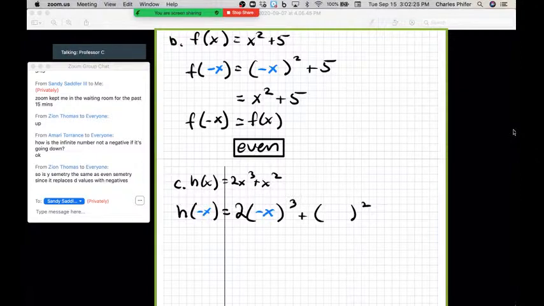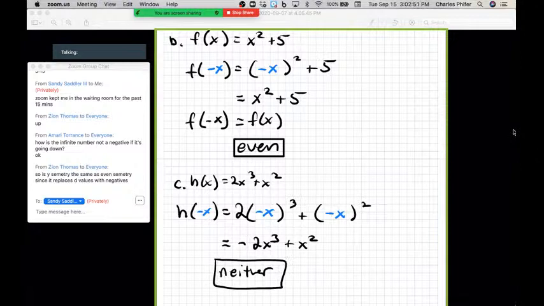Even is the same as y-axis symmetry. Odd is the same as origin symmetry. There's nothing for x-axis symmetry. If we keep going, that's going to be a negative 2x cubed plus x squared. I think even if we factor out a negative, we don't get back to the original. So this one is going to be neither.